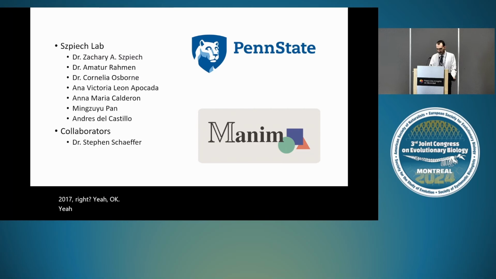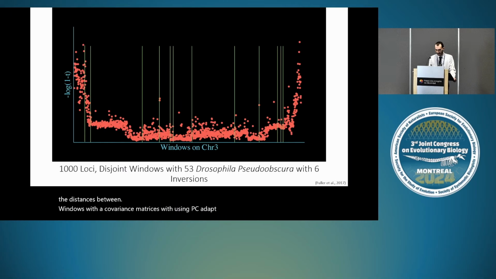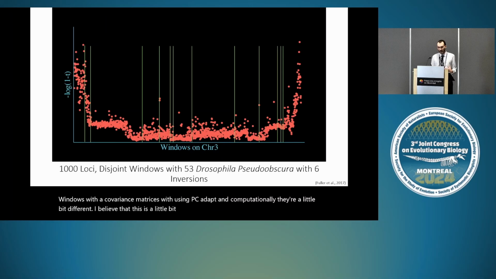There are subtle differences. What Ralph did, I believe, is he took the distances between windows with the covariance matrices using PCAdapt, and computationally they're a little bit different. I believe that this is a little bit more flexible, and that the pattern to specifically extract inversions is a little bit more clear with the change in the T statistic. Yeah, thank you.